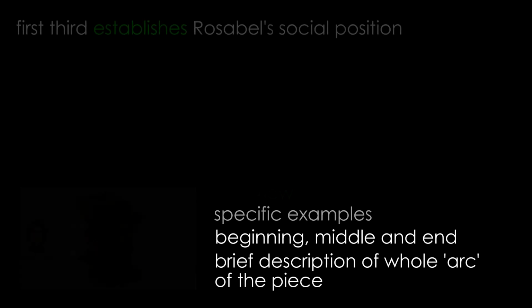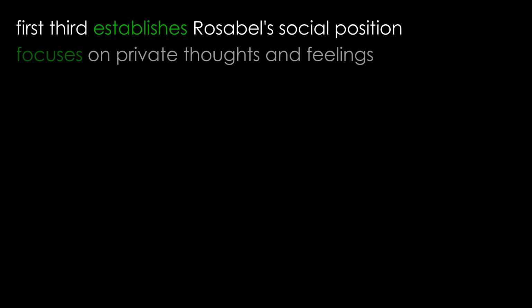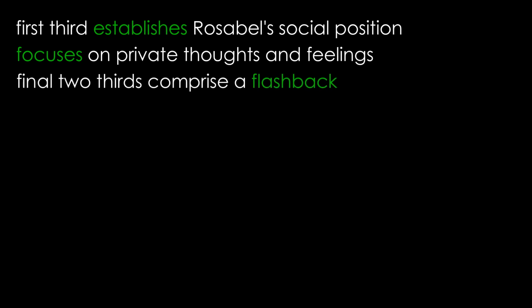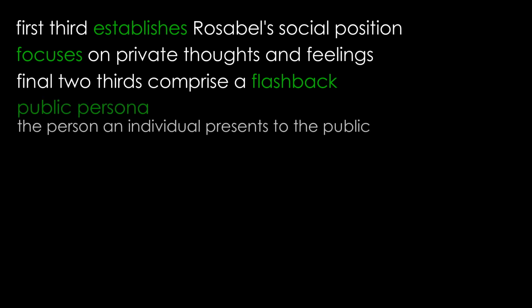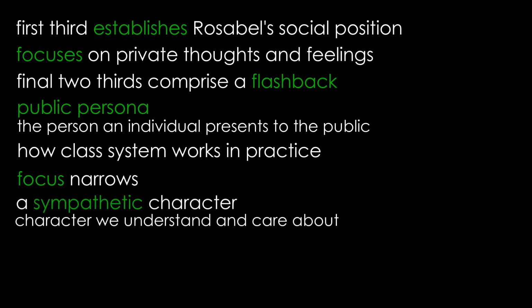The first third of the piece begins by establishing Rosabel's social position and by focusing on her private thoughts and feelings as she travels home after work. The final two-thirds comprise a flashback to her day in the shop. The reader now gets to see Rosabel's public persona and how the class system works in practice. The focus of the text narrows as she thinks about one customer in particular, her interactions with whom provide the reader with a fully rounded and sympathetic understanding of Rosabel's character and actions.